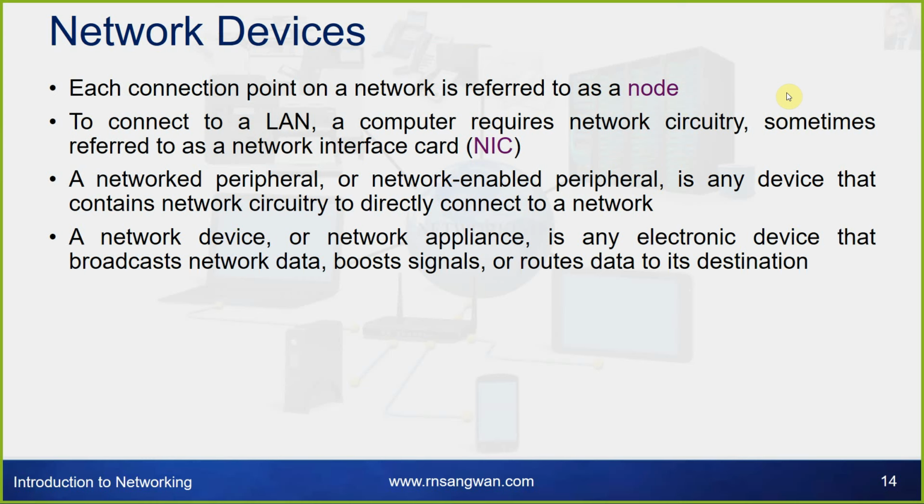Network devices. Each connection point on a network is referred to as a node. To connect to a LAN, a computer requires network circuitry, sometimes referred to as a network interface card or NIC. A networked peripheral or network-enabled peripheral is any device that contains network circuitry to directly connect to a network. A network device or network appliance is any electronic device that broadcasts network data, boosts signals, or routes data to its destination. We use these devices.